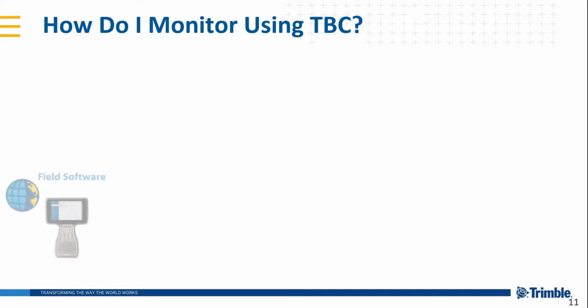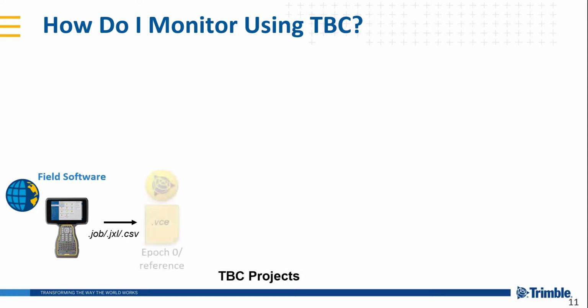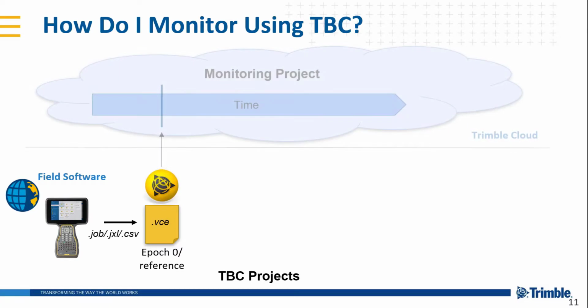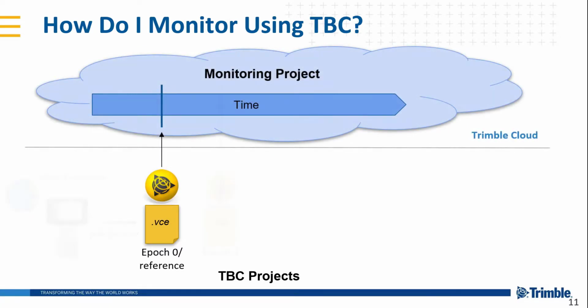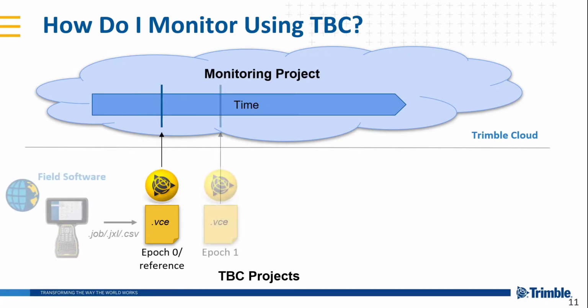The TBC monitoring module works first by the data being collected in the field with the field software, such as Trimble Access. That data is then imported via a job or GXL file, or even a generic CSV ASCII file, into a new TBC project. That TBC project is saved as a VC file, and we consider that our first epoch, epoch zero, or the reference, or also baseline. That is then synchronized to the monitoring cloud project based on that timestamp of data.